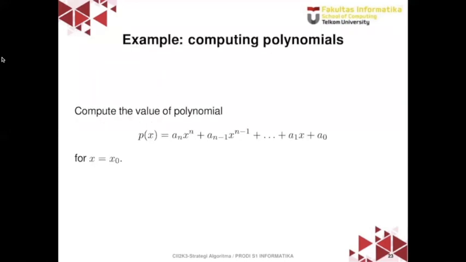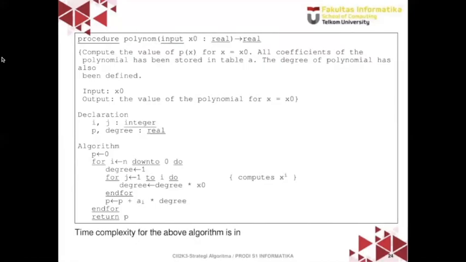And the last example is computing polynomials. If we want to compute the value of polynomial px at x equals x0, then obviously we just need to add the results of the multiplications we have. And for the multiplication itself, we just need to multiply an with x n times, right? So we'll have this pseudocode as the algorithm.